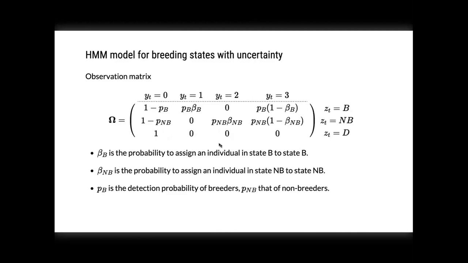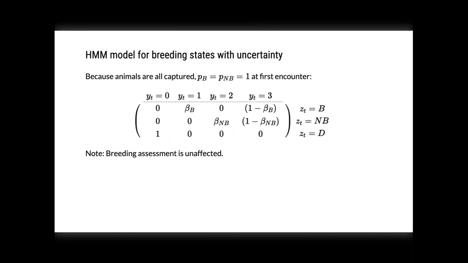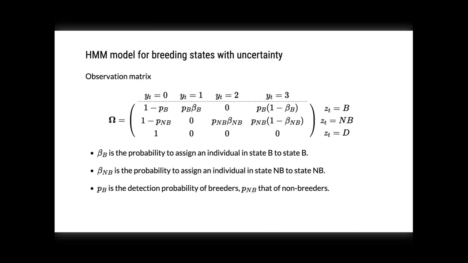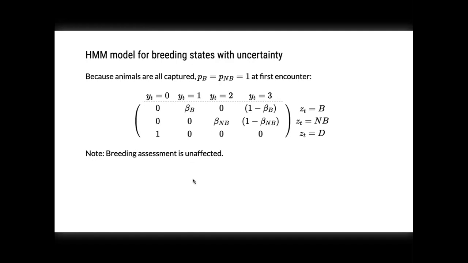Okay, there is one subtlety that we need to account for: at first encounter, because all animals are captured, that's for sure, the probability of detection in breeding or non-breeding state is one. So this is the matrix we just saw; you just replace the p's by ones and you get this matrix here. So that's really at first encounter. The observation matrix has to be defined.